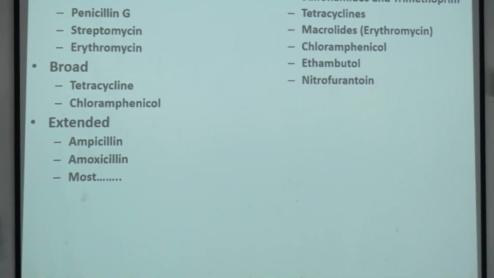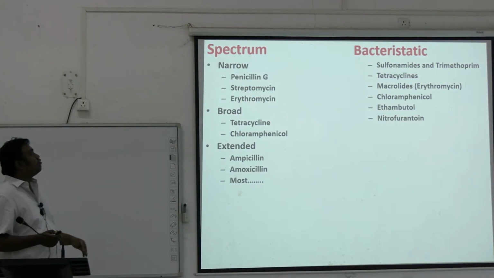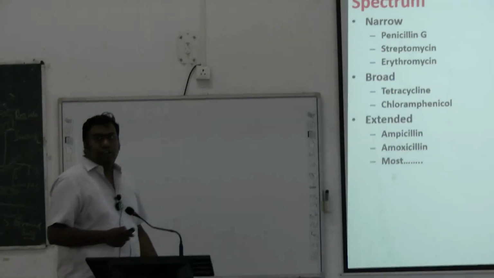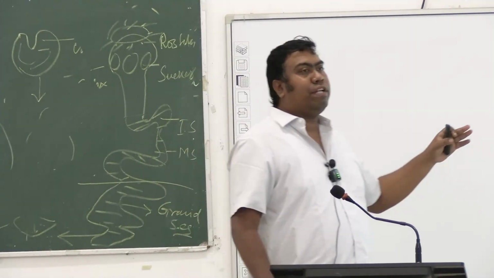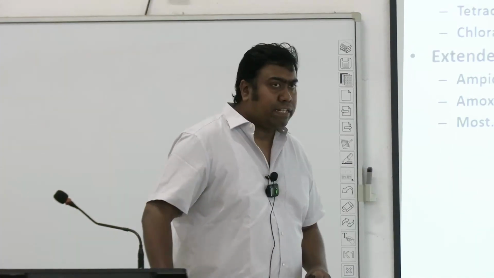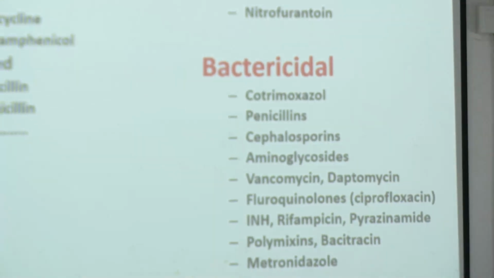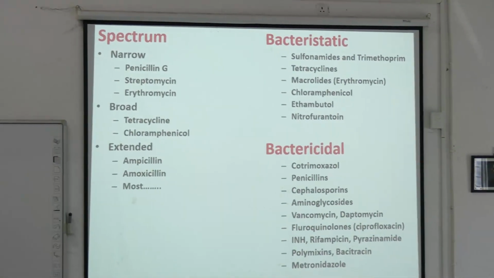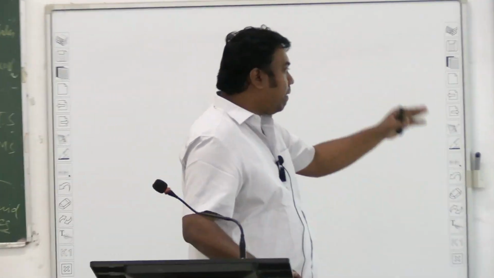Bacteriostatic drugs are sulfonamide, tetracycline, chloramphenicol, macrolide, ethambutol. Ethambutol is used where? Anti-tubercular drug. And nitrofurantoin. Nitrofurantoin is a urinary antiseptic. Bactericidal are cotrimoxazole, penicillin, cephalosporin, aminoglycoside, vancomycin, fluoroquinolones, INH, rifampicin, pyrazinamide. So which anti-tubercular first line drug is bacteriostatic? Ethambutol. Which ones are bactericidal? All three: INH, rifampicin, pyrazinamide.